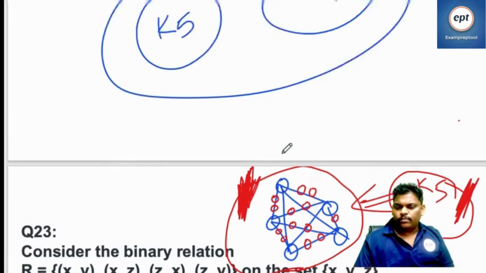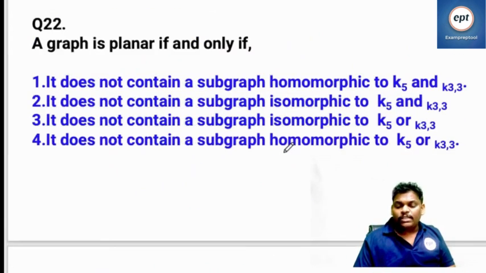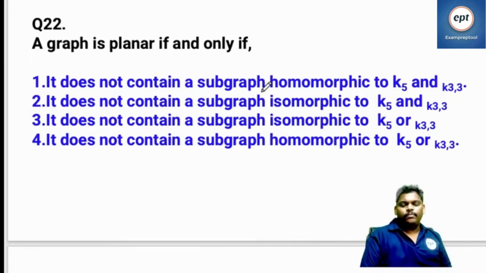Be careful. Now what is the answer for this? Can anyone help me? What is the answer of this problem? A graph is a planar graph if and only if it does not contain a subgraph homomorphic to K5 and K33. Which option?